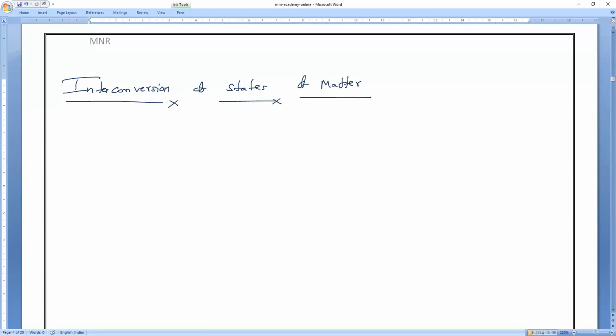Interconversion of states of matter. So at normal temperature, how many states of matter do we have? Three states of matter. You never say five states. At the normal temperature, we have only three states of matter: solid, liquid, and gas. Clear? Now, what do you mean by this interconversion of states of matter?